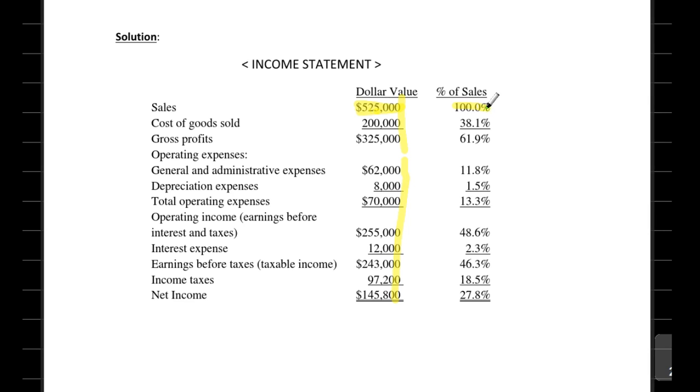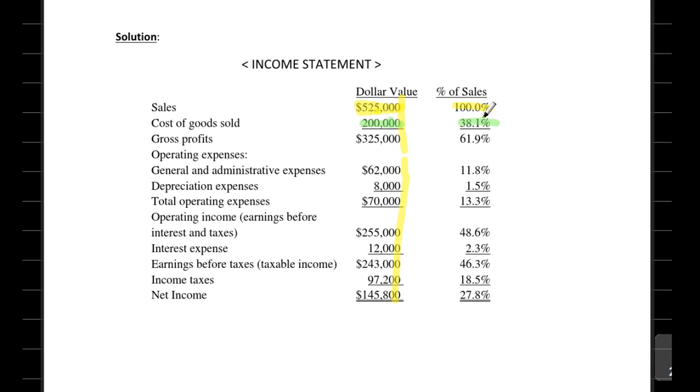So therefore, we should represent sales as 100%, and every other number in this statement would be a fraction of this 100%. And because all the other numbers are less than $525,000 of sales, all the figures should come up as less than 100%. So let's start with cost of goods sold. Cost of goods sold shows an amount of $200,000, and if due diligence is taken to calculate the percentage of sales, we would see that $200,000 divided by $525,000 would give us the 38% given in this table.